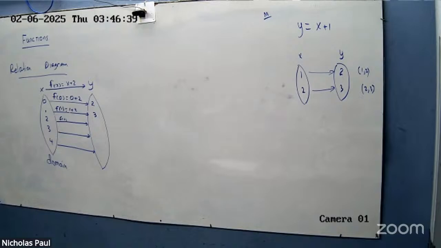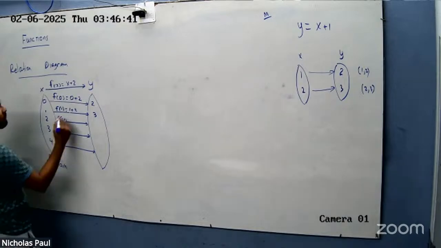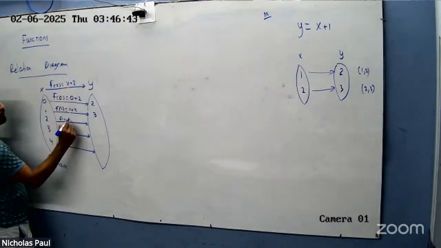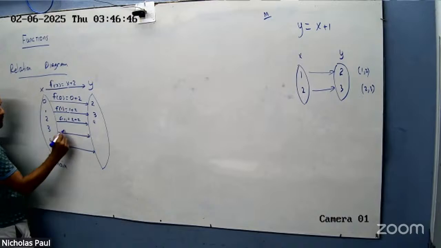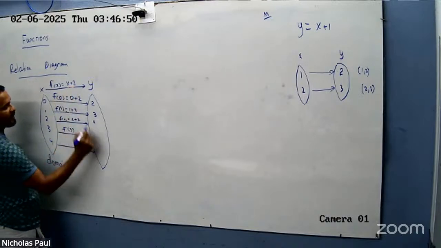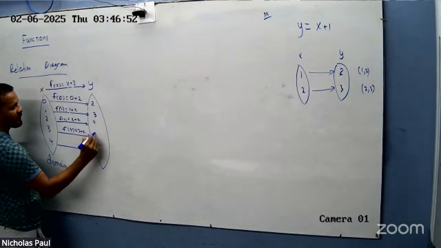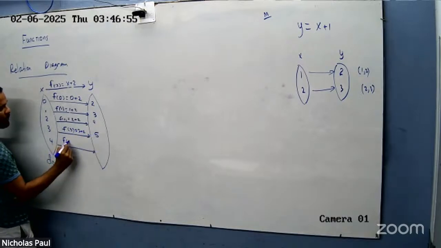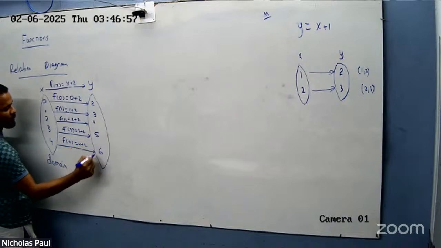5 minutes. All right, f of 2 is what? Plug in 2, you'll get 2 plus 2, that's 4. f of 3 is what? f of 3 is 3 plus 2, which is 5. And f of 4 is equal to 4 plus 2, which is 6.